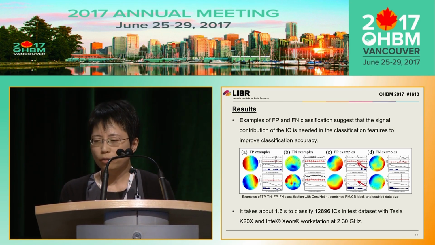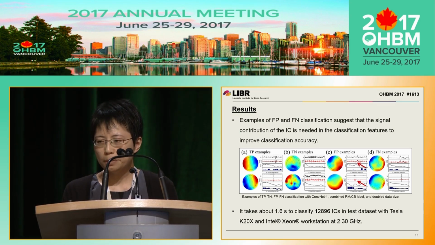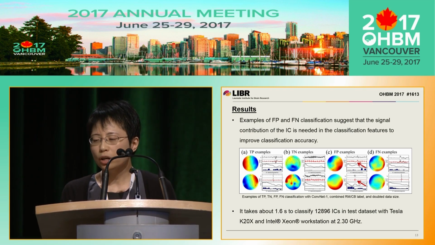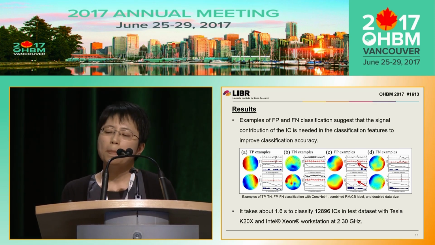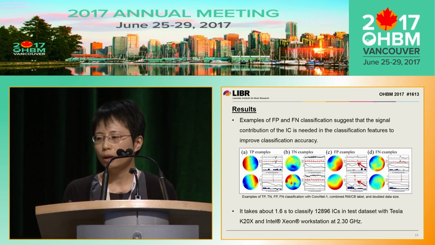The ICs in the false positive classification examples are regarded as non-motion ICs because there is no significant spike reduction in the EEG time series, even though this IC shows textbook standard topographic map and power spectrum for motion ICs.